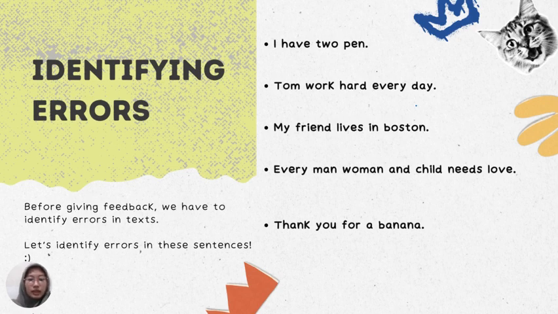Okay, the last sentence is thank you for a banana. Can you spot the error? In this word, you have to change it with the, it's the article usage. You have to change this because someone gives you a banana, so you have to say to them like thank you for the banana. Okay, let's see if our answers are correct.